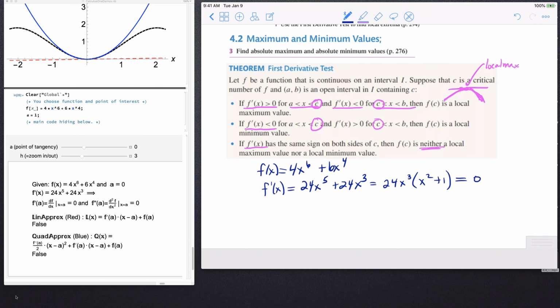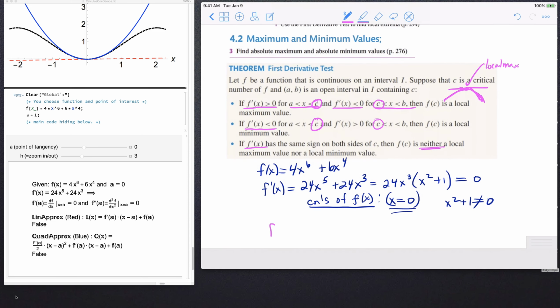So we're looking for critical numbers of f of x, and these are the only places where critical values can occur. Local maximums or minimums will have to occur at the critical numbers. And the critical number of this function f of x is x equals 0, and that's it. x squared plus 1 is never equal to 0, so the only critical number is x equals 0.